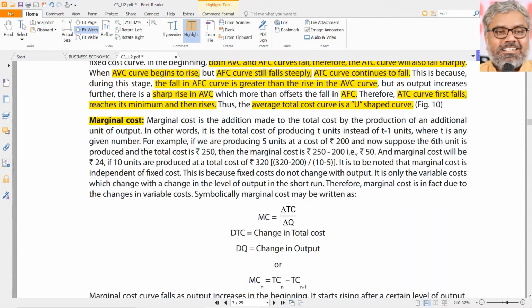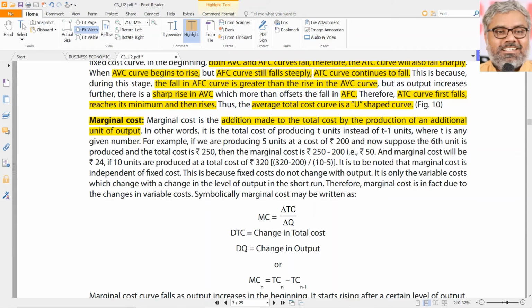Marginal, we know the concept of it. What is marginal? Marginal is always one plus. That is, what is the addition made to the total cost by the production of an additional unit of output. If you produce one more unit of output, how much will total cost increase by? That is called marginal cost. Same thing: if you take the total cost of producing T units and T minus 1 units, the difference between these two is called marginal cost.